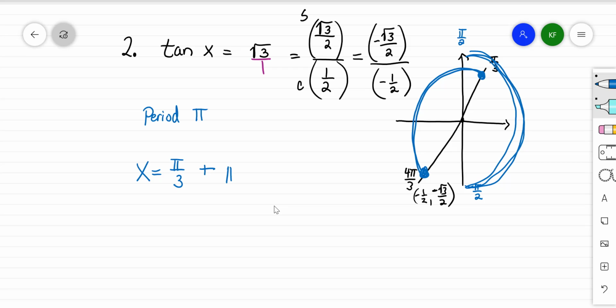So this is pi, and then k. K is an element of z, and then finally we've got the other one, which is x equals 4 pi over 3 plus pi k, where k is an element of z. And then you are good on that one.